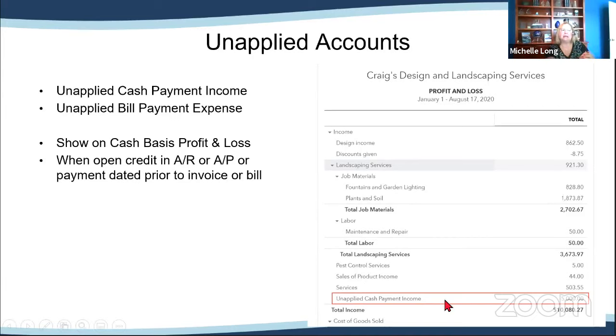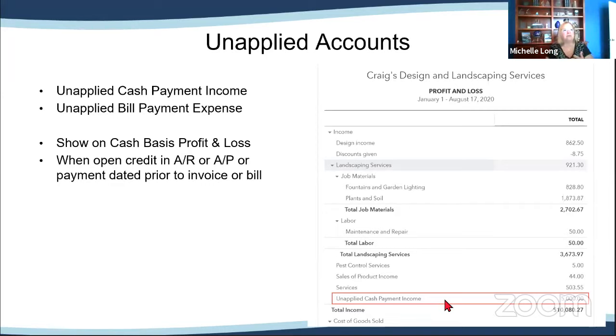If I had a vendor bill payment that wasn't applied to a bill, it would go into that unapplied bill payment expense. Okay. The other situation where you might see this is where you have the payment dated. So I have an invoice and I have received payment, but my received payment is dated before the invoice. And then I run that report because it's open now, and that'll cause it.